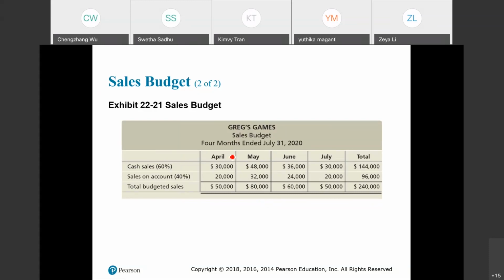Okay. This slide shows the expected number of goods sold for April, May, June, and July. Well, all of these numbers are budgeted numbers. In other words, expected numbers. But before that, I would like to give you the information in March.